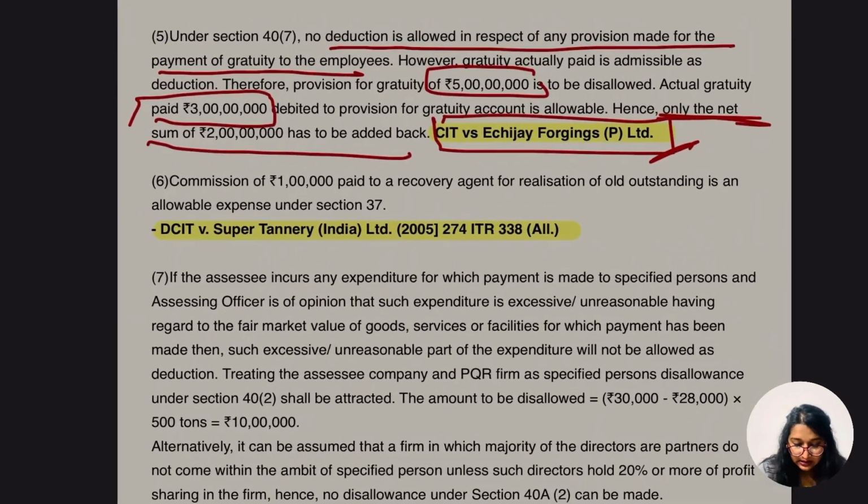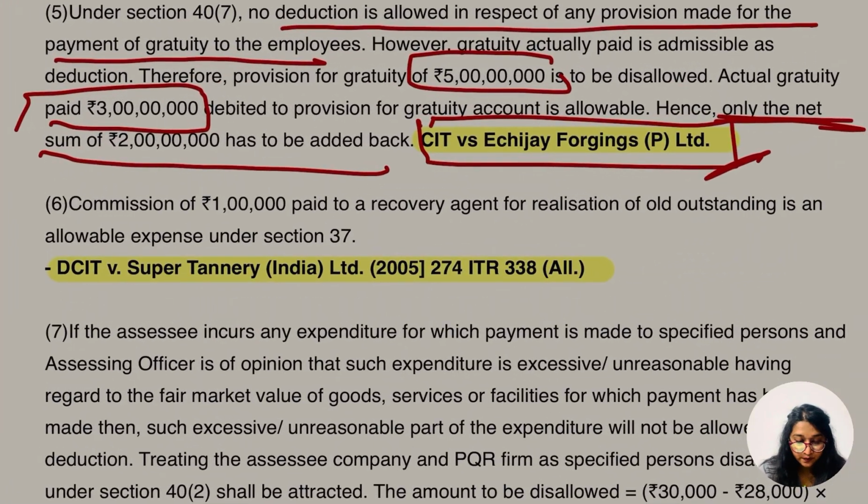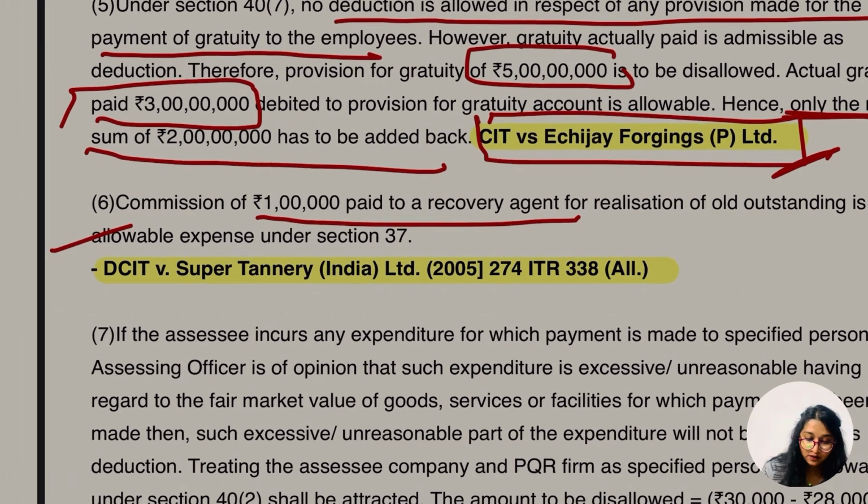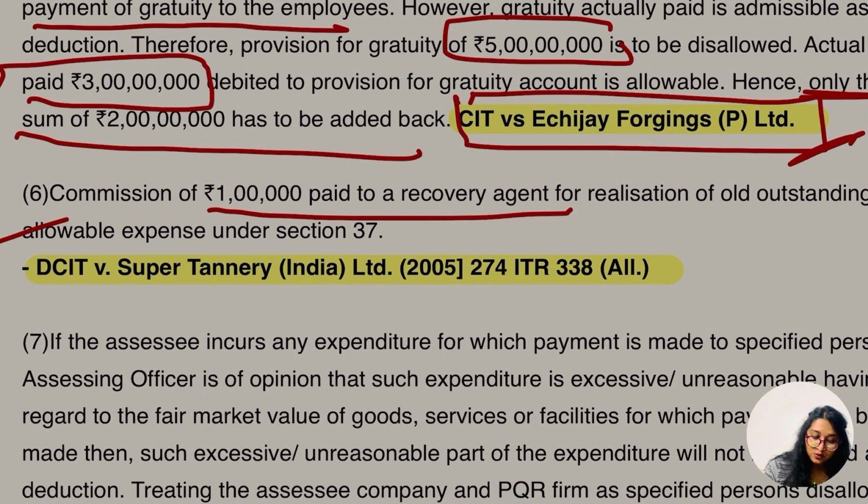So yes, let's go for the 6th working note. Commission of 1 lakh paid to the recovery agent for realizing all outstanding is an allowable expense under section 37. That's why we have not taken it. Okay, and there was one case law, DCIT versus Super Tannery India Limited, which was related to this particular point. Okay, where the commission was actually paid to whom? To the recovery agent, and this is going to be allowable as deduction.